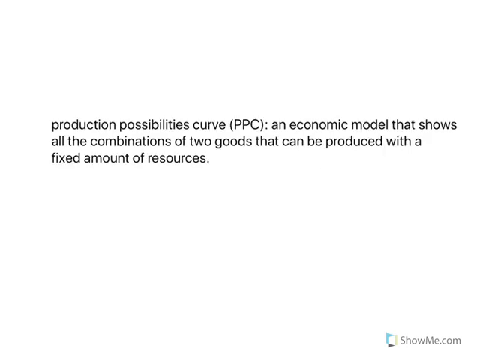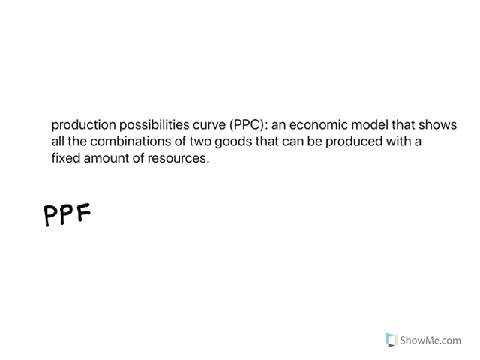Now, the first economic model that we're going to talk about in this course is the production possibilities curve, or PPC. Sometimes you see it called the production possibilities frontier, or PPF. The production possibilities curve is an economic model that shows all the combinations of two goods that can be produced with a fixed amount of resources. And so what I want to do to wrap up this video is break down that definition.